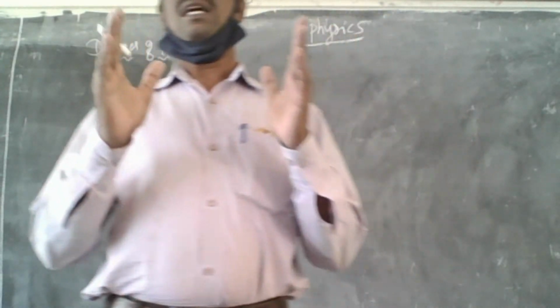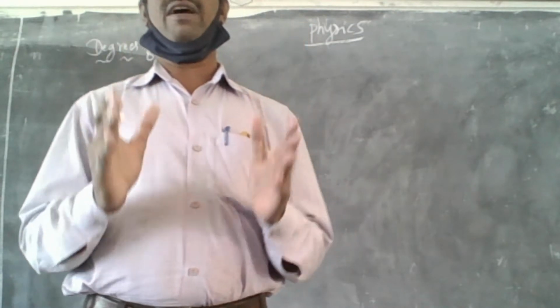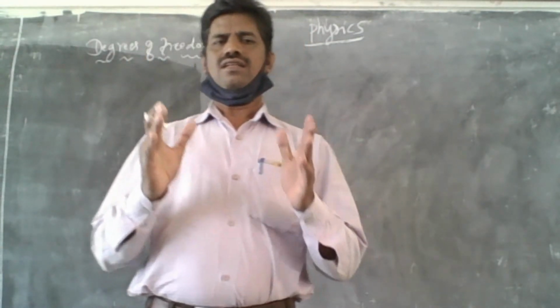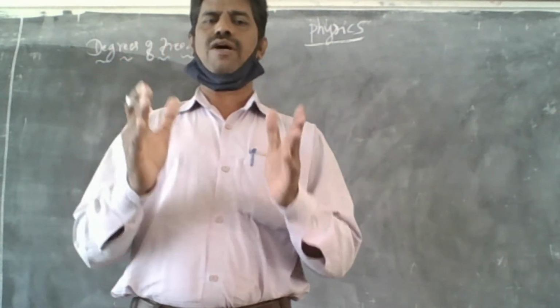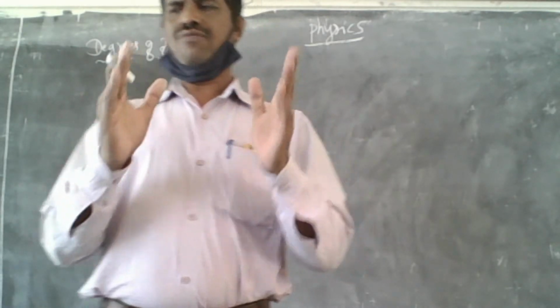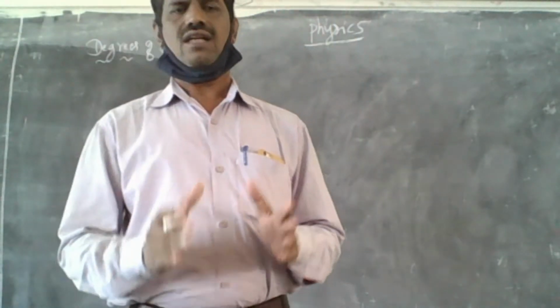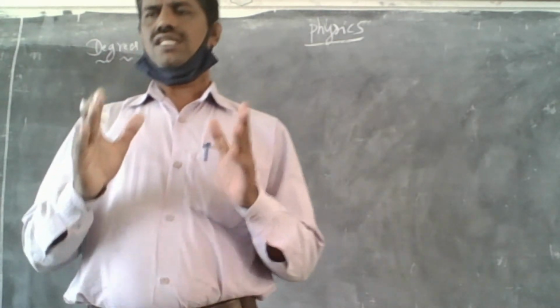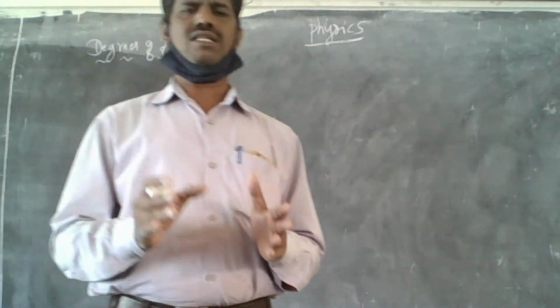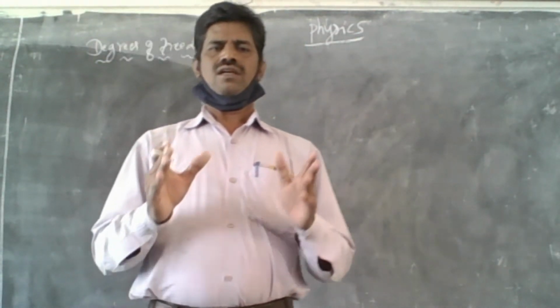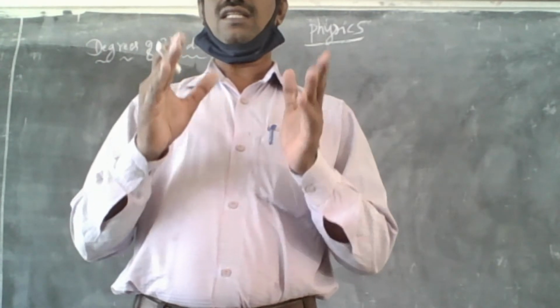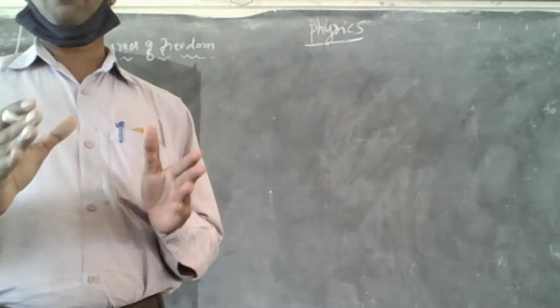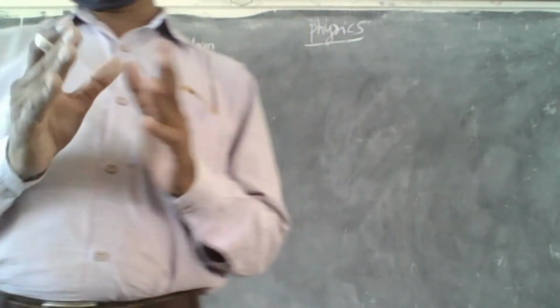The total number of independent variables required to specify the motion of the particle or configuration of a particle completely is known as degrees of freedom. That is, the total number of independent variables required to specify the motion of a particle or position or configuration is known as degrees of freedom.